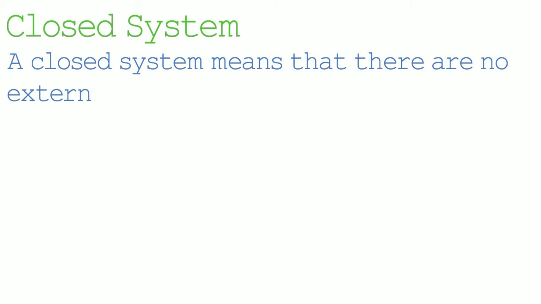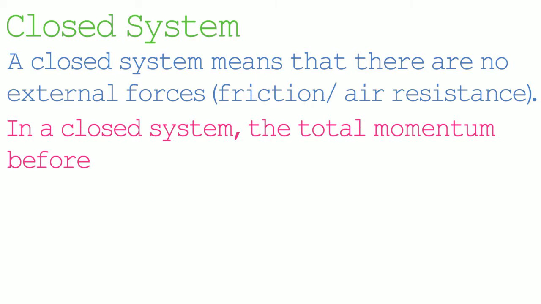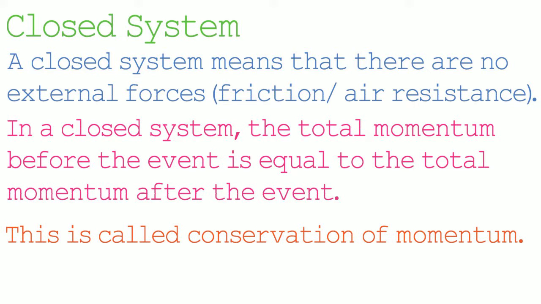We're now going to have a look at momentum in a closed system. A closed system means that there are no external forces. An example of an external force would be friction or air resistance. In a closed system, the total momentum before the event is equal to the total momentum after the event. This is called the conservation of momentum.